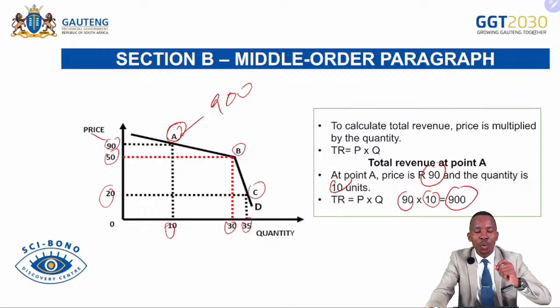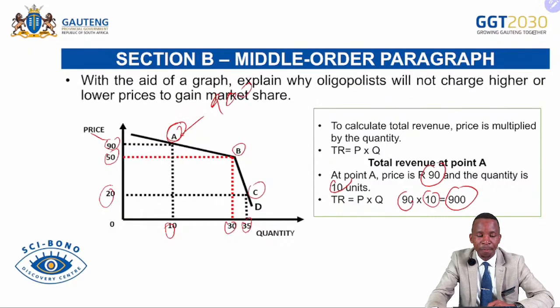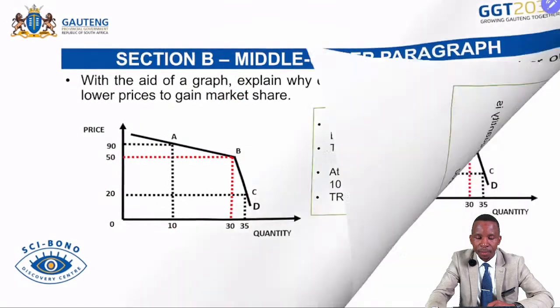You also need to calculate point B to see which combination will give the firm more total revenues. Then you will be able to answer the question on why the firm will be reluctant to either increase or decrease the price under the oligopoly. So that was the question: with the aid of a graph, explain why oligopolies will not charge higher or lower price to gain market share.